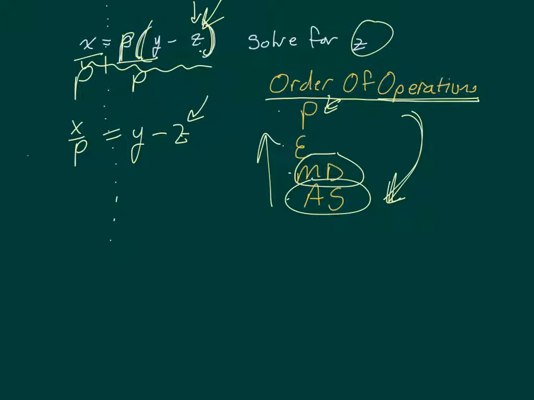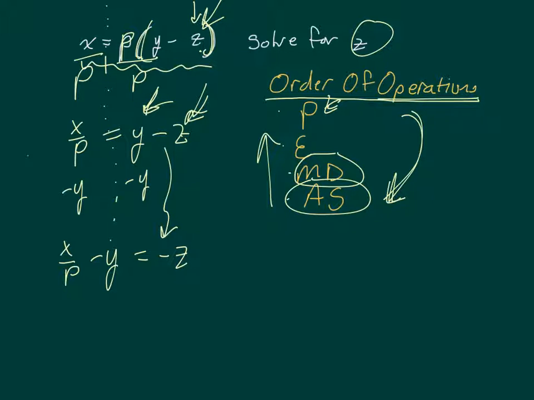Is there anything to add or subtract? I guess this y, it's not really being added, but these two things are being subtracted from one another. So if I want to get rid of the y, I'm going to use a negative y on both sides. The left side will then become x over p minus y, because they're not like terms and I can't combine them. And the right side, I've got that z, but be careful, I still have that negative sign as well. That has to be respected.